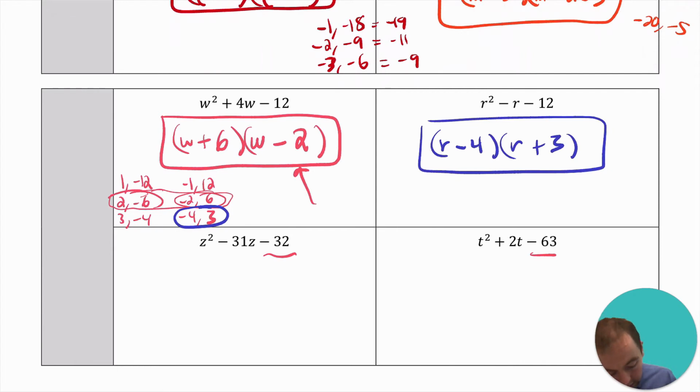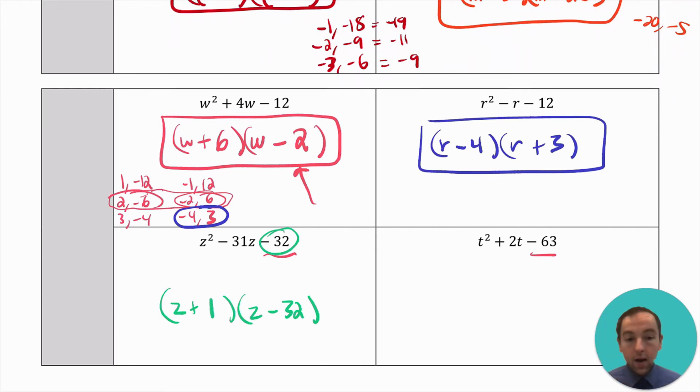So with these other last couple examples right here, just breezing through these, we know that because the last term there is a negative, one's going to have to be a plus and the other's going to have to be a minus. In order to get a negative 31, you're really going to have to subtract 32, and then we know that negative 32 can multiply with a positive 1. And also negative 32 plus 1 is negative 31, right?